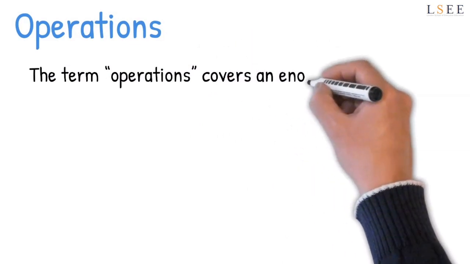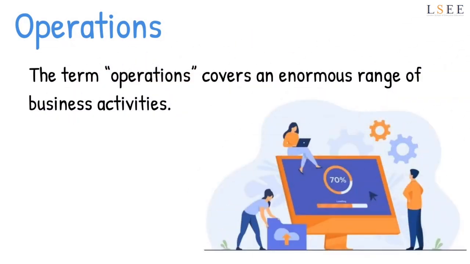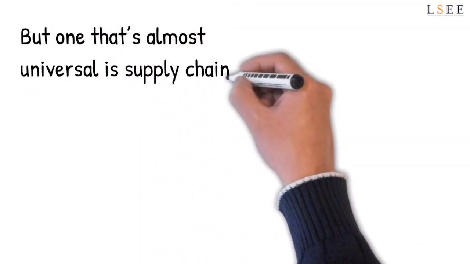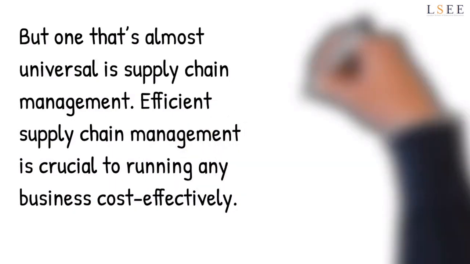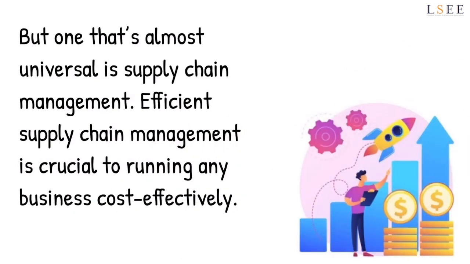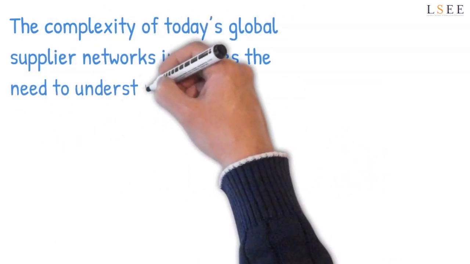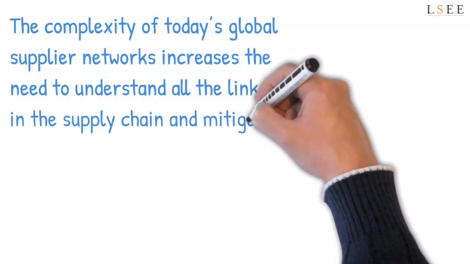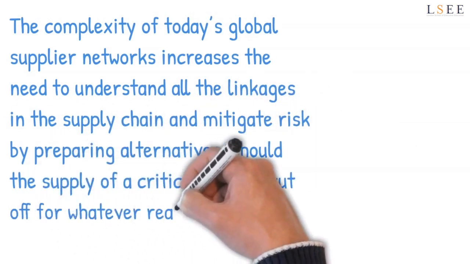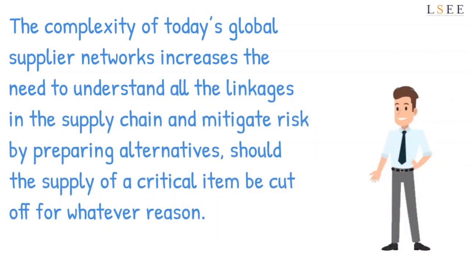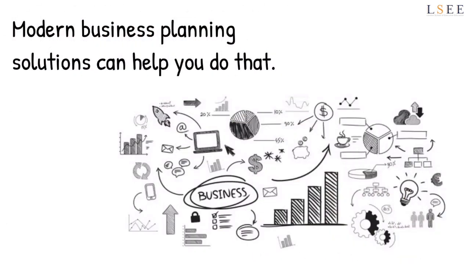Operations. The term operations covers an enormous range of business activities. But one that's almost universal is supply chain management. Efficient supply chain management is crucial to running any business cost-effectively. The complexity of today's global supplier networks increases the need to understand all the linkages in the supply chain and mitigate risk by preparing alternatives, should the supply of a critical item be cut off for whatever reason. Modern business planning solutions can help you do that.